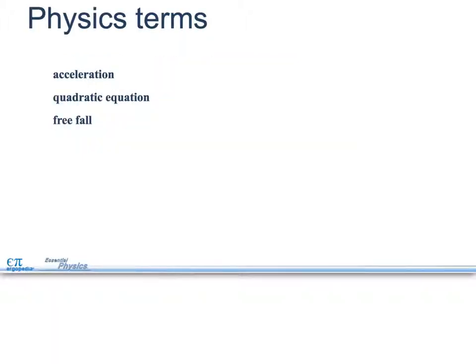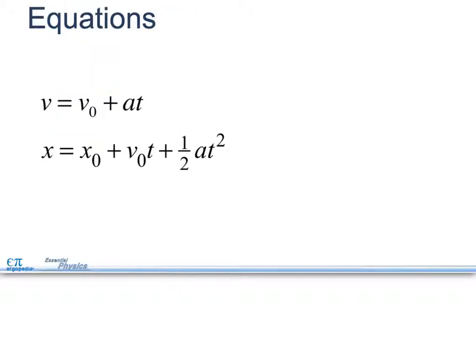Alright, terms we have: acceleration, quadratic equation, and free fall. Our equations here: v, which is our final speed, equals our initial speed plus acceleration times time. And the next one is our final displacement equals our original displacement plus our original velocity times time plus 1/2 acceleration times time squared.